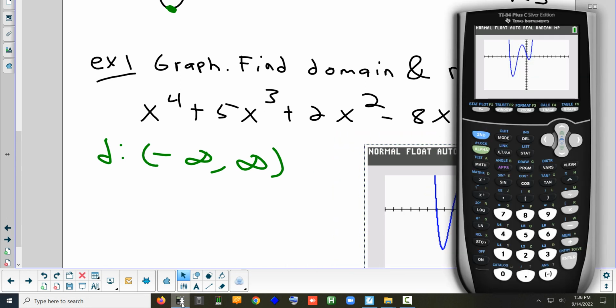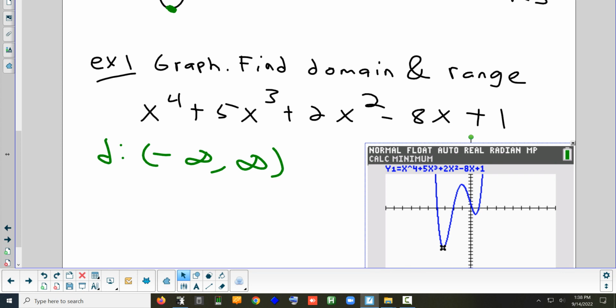So let's calculate the minimum of that left-hand value. Okay, that goes down lower. Second calc, minimum. Pick a point that we know is to the left. Pick a point to the right. And do your guess.